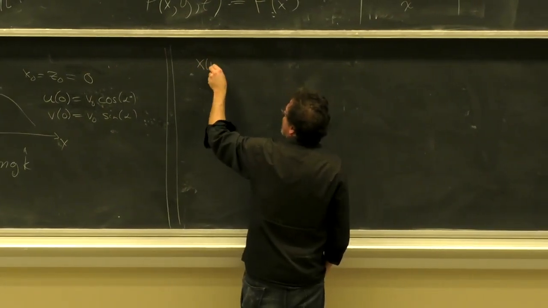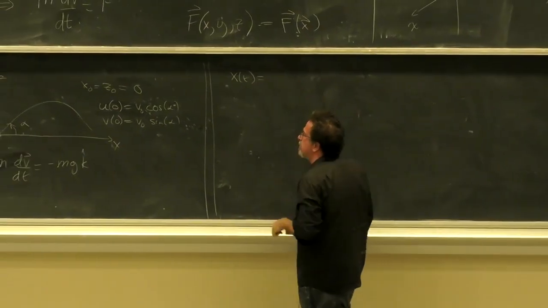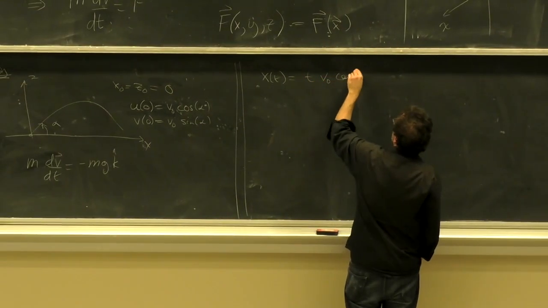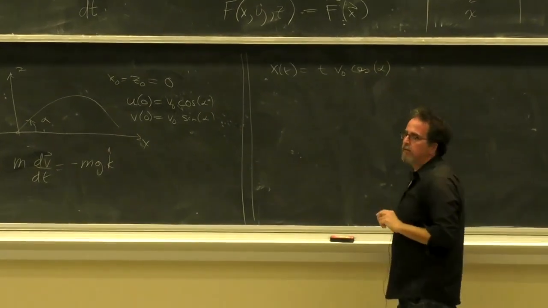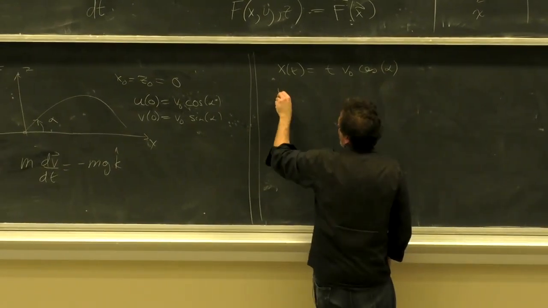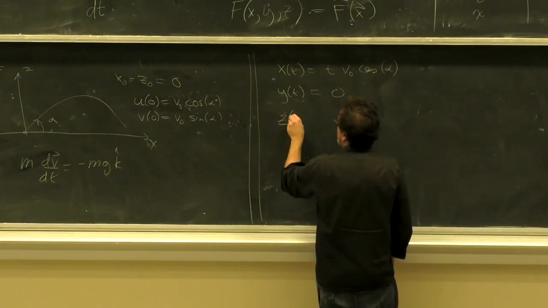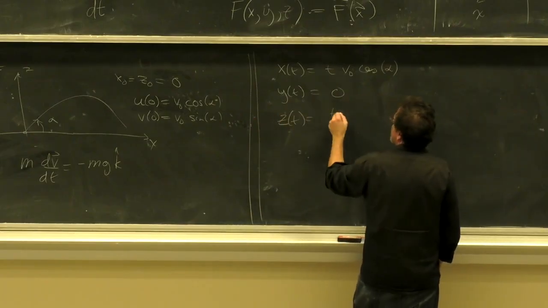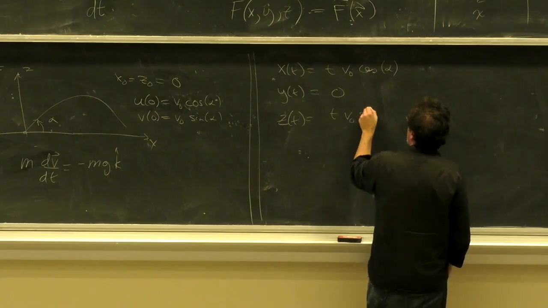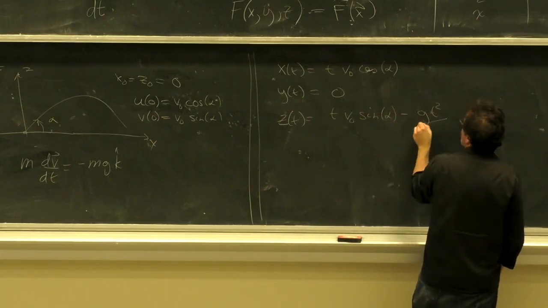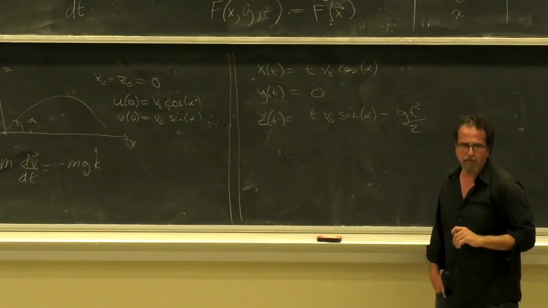x of t is equal to t times v0 times the cosine of alpha. And y of t is going to be 0, so I'm just going to make that equal to 0. And z of t is equal to t times v0 times the sine of alpha minus gt squared over 2, where g is a gravitational constant.